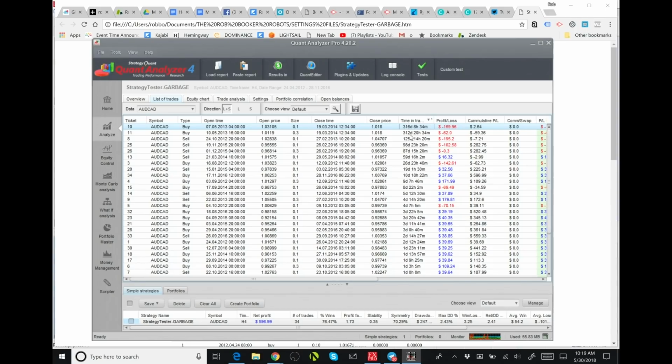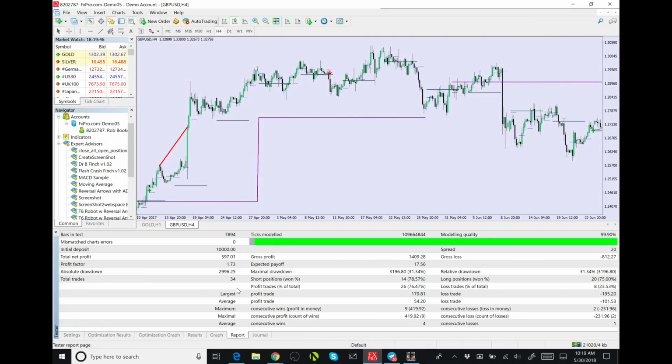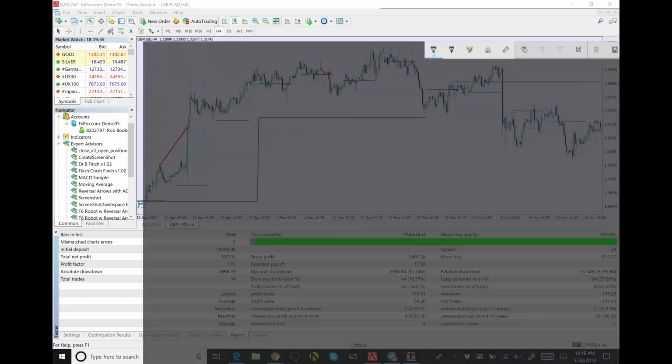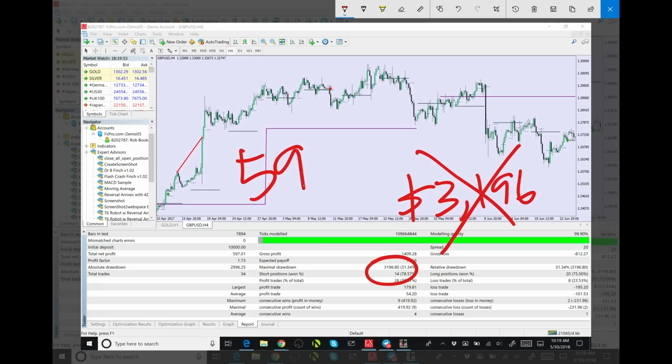That's terrible. All right, let's go back and you can see the report in MetaTrader. Total net profit was 597, and the drawdown was 3,196. That is not acceptable.